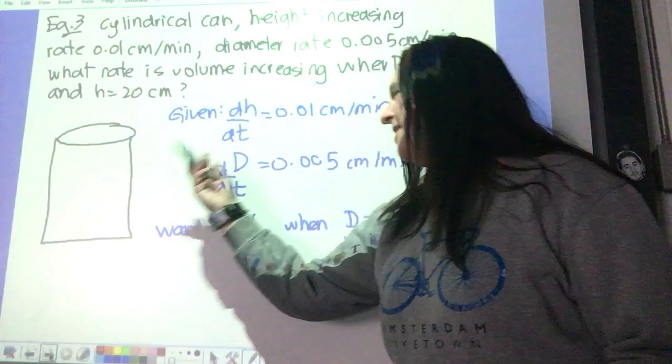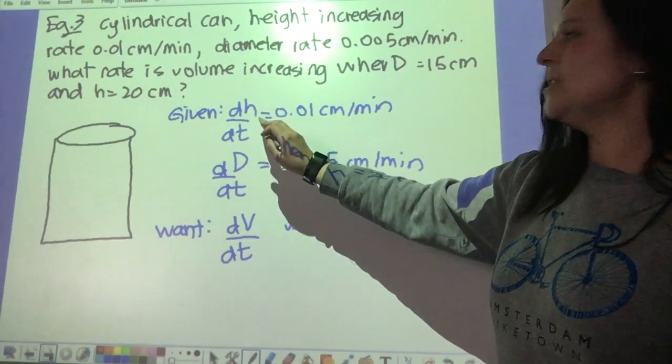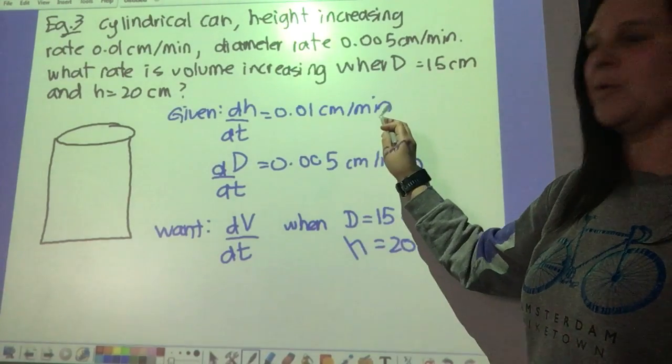I drew a can. You don't need to. I just like having visuals. So what did they give us? They told us the rate at which the height is changing. The height changes at a rate of 0.01 centimeters per minute.